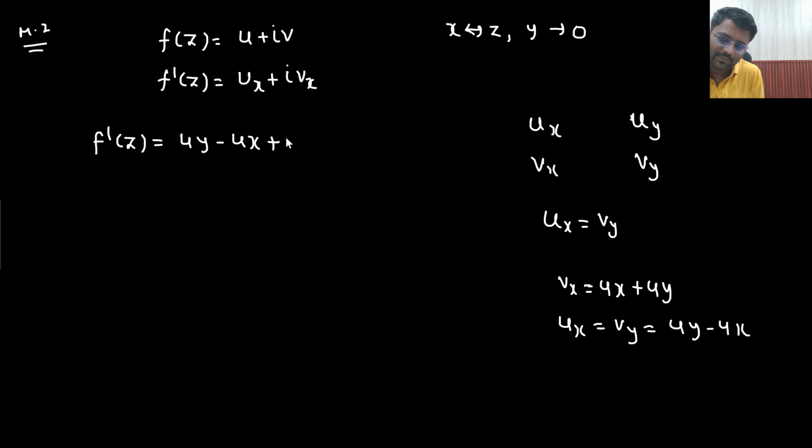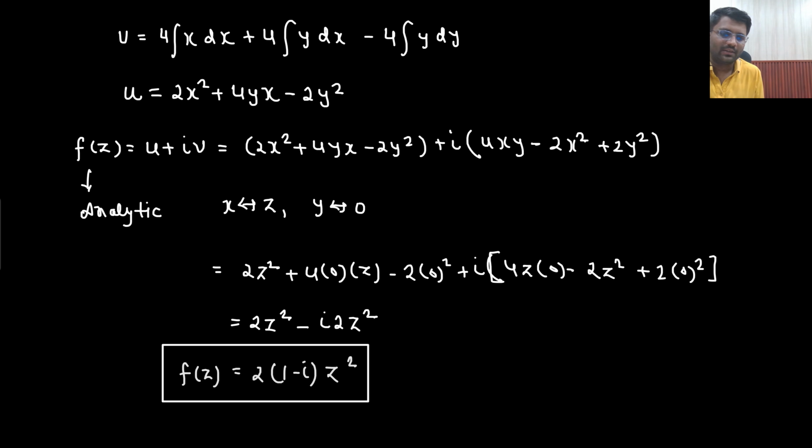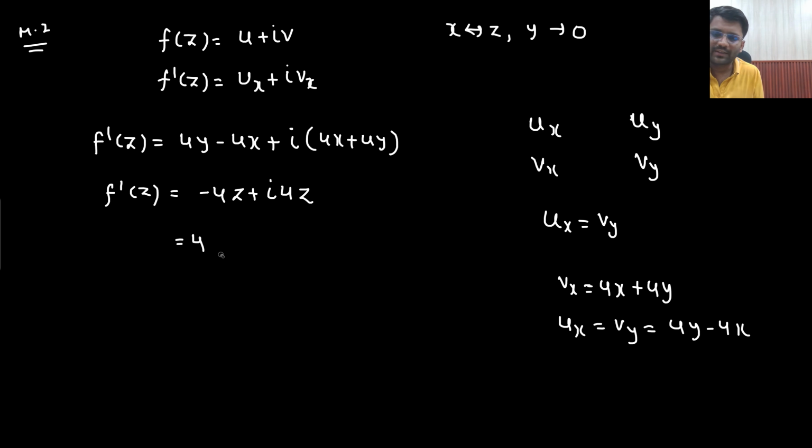4y minus 4x plus iota. What is the value of vx? That would be 4x plus 4y. X is z, y is 0. So what is your f dash z? Sir, y is 0, x is z. So minus 4z plus iota. Sir, x is z, y is 0. So 4z, right? In place of x you put z, y is 0. So what you can do, you can take z as common. What you will be getting? 4 into minus 1 plus iota. I have taken 4 as outside. So minus 1 plus iota. This is what I am getting.